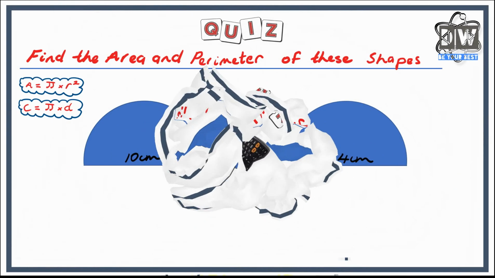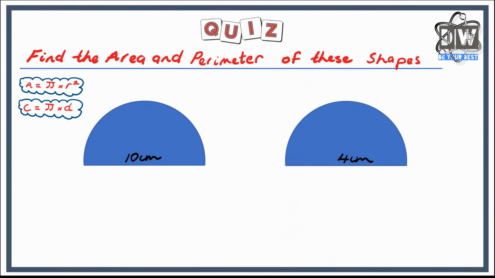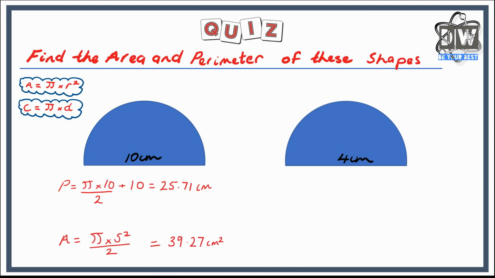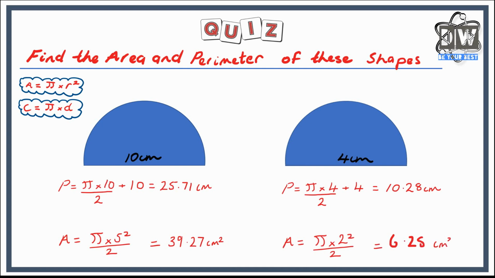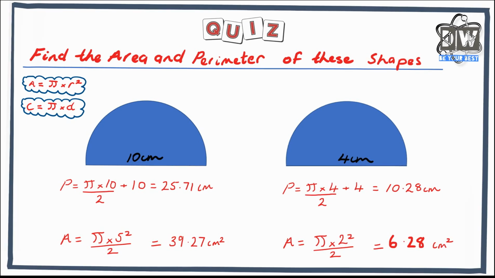We'll soon find out. So those are the formulas there. We just have to remember to halve them. Okay, so for the perimeter, there we go. For the area, there we go. Perimeter, and last but not least, the area, we end up with that answer there. So hopefully you've done really well. Again, you may need to go back and watch this video again.